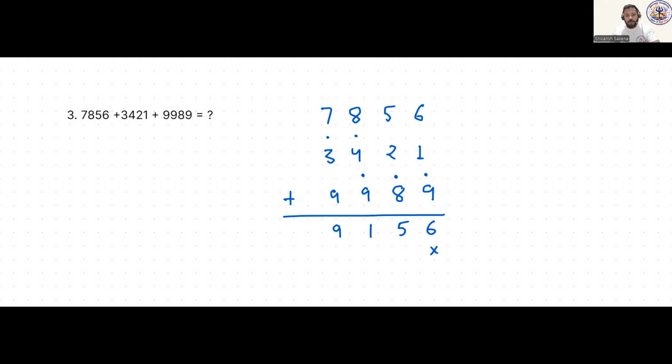1, 1, 2 dots, and 1. Finally, adding all of them, we get 6, 6, 2, 11, and then again, since we have an excess, there would be 1 dot. Adding with 1, we get 2. 21,266 is our final answer.